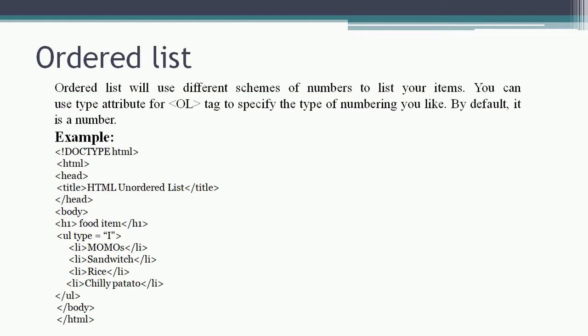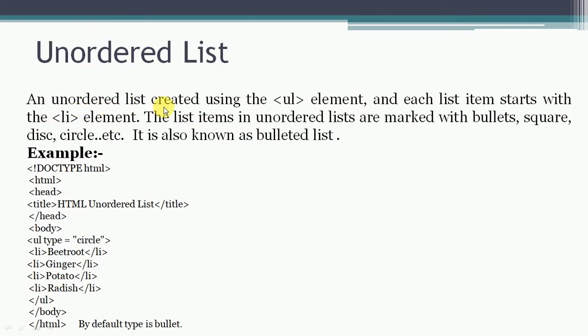Okay, this is the ordered list, and we have another list, the unordered list. An unordered list is created using the UL element or UL tag, and each list item starts with the LI element, the list item element. The list items in unordered lists are marked with bullets, square, disc, circle, etc. It is also known as a bulleted list. If we do not give any attribute, then it will display as a bulleted list. This is the UL type attribute: circle. Beetroot, ginger, potato, radish. This is a collection of vegetables.